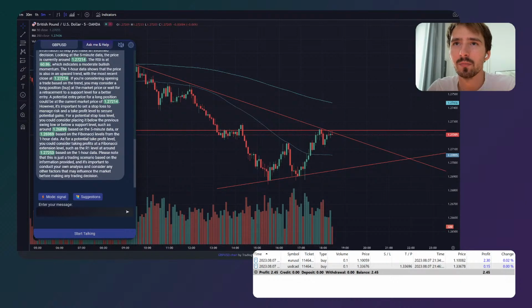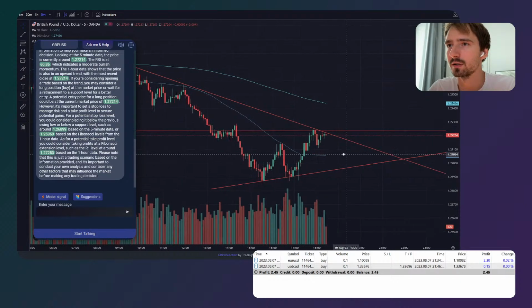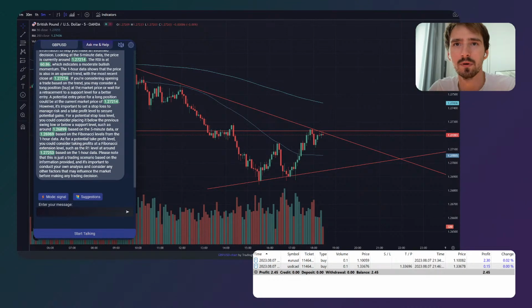Oh boy, give me the stop loss. Yeah, I don't want to open it right now. It looks too much at the top, on the peaks. I don't like that, but let's see what the AI thinks about a stop loss.